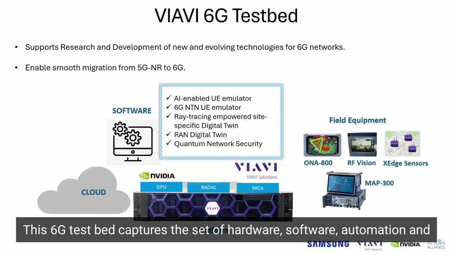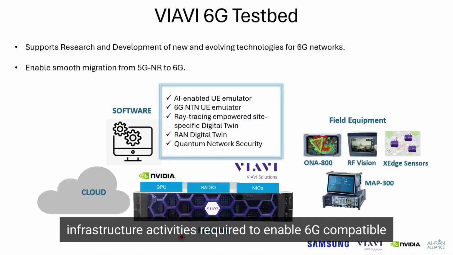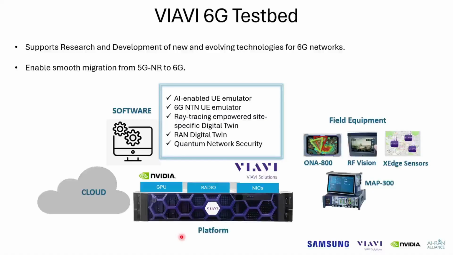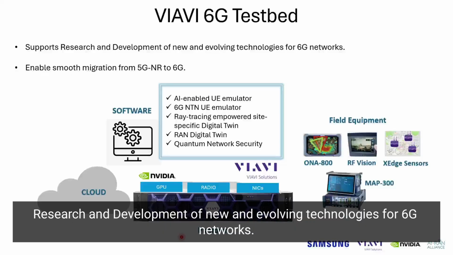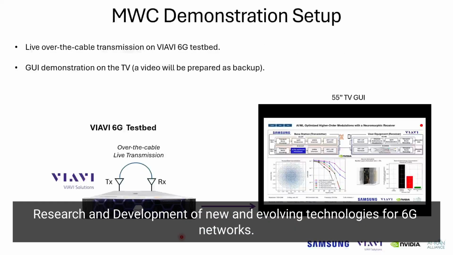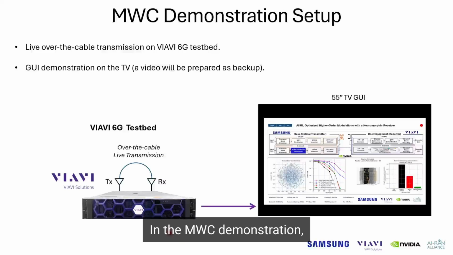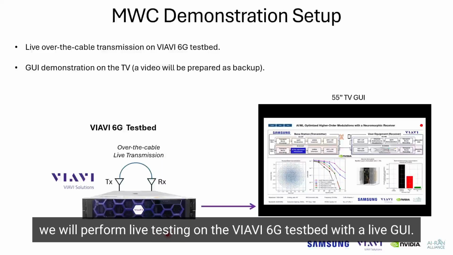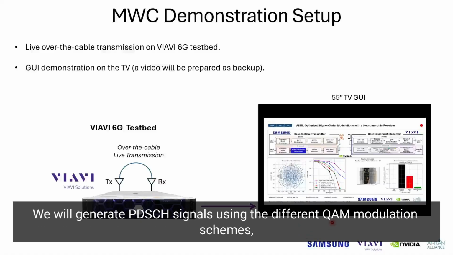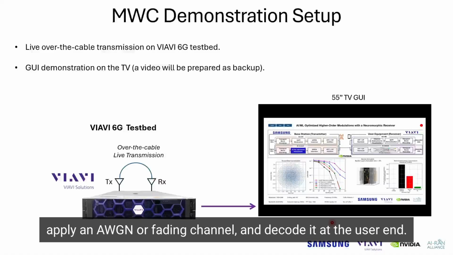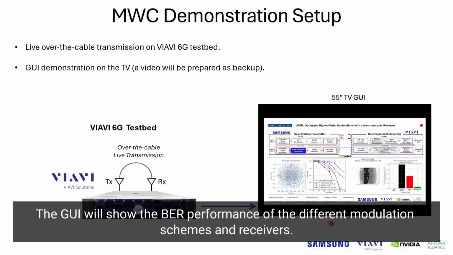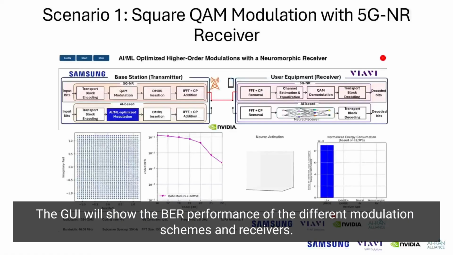This testbed captures the set of hardware, software, automation, and infrastructure activities required to enable 6G-compatible research and development of new and evolving technologies for 6G networks. In the MWC demonstration, we will perform live testing on the VIAVI 6G testbed with a live GUI. We will generate PDSCH signals using the different QAM modulation schemes, apply an AWGN or fading channel, and decode it at the user end. The GUI will show the BER performance of the different modulation schemes and receivers.